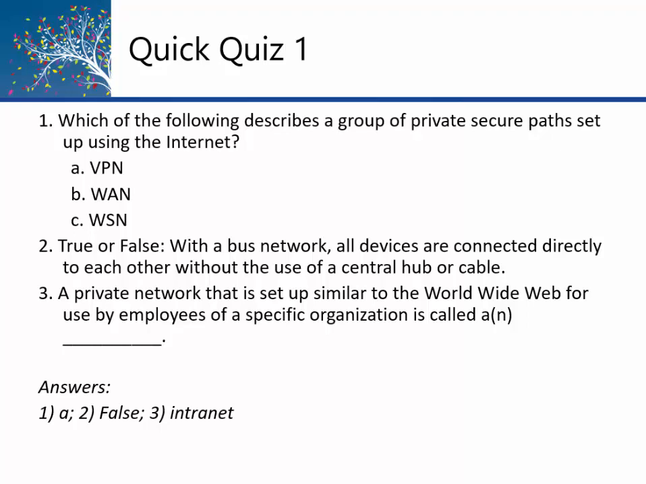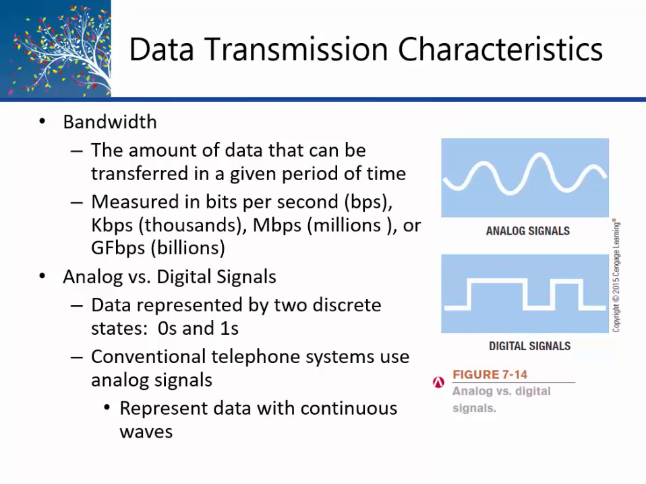Okay, part two of our three parts for this video: data transmission characteristics. So we've got a communication channel, we've got devices that are sharing information. How does the signal transfer? Well, a couple terms here. We'll talk about bandwidth, which is a little bit different than speed, and we'll talk about analog and digital. First, let me go ahead and say analog and digital. That's what the figure shows on the right.